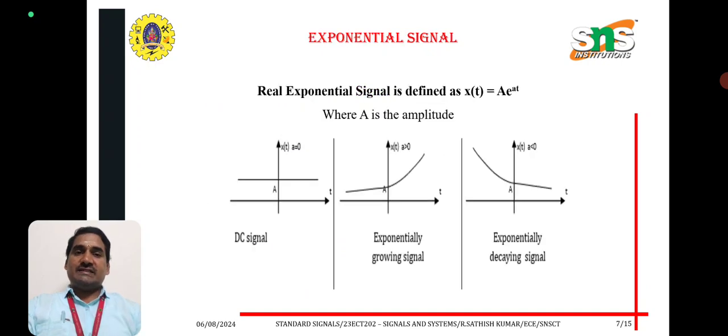Next one, exponential signal. Real exponential signal is defined as x(t) is equal to a times e power at, where a is the amplitude. There are three conditions: DC signal, exponentially growing signal, and exponentially decaying signal. When a is equal to 0, it is a DC signal. Exponentially growing signal means a greater than 0. When a is less than 0, it is an exponentially decaying signal. The graphical representation of the DC signal, exponentially growing signal and exponentially decaying signal can be given here.